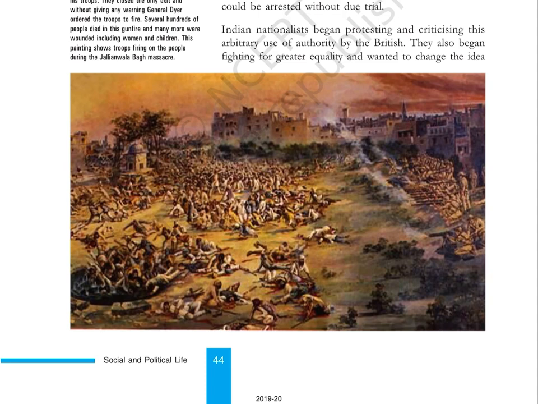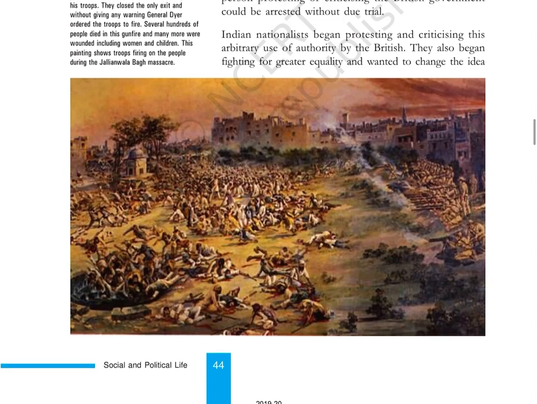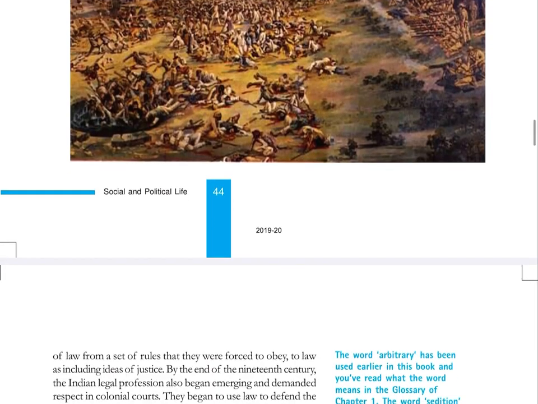Indian nationalists began protesting and criticizing this arbitrary use of authority by the British. They also began fighting for greater equality and wanted to change the idea of law from a set of rules that they were forced to obey to law as including ideas of justice.